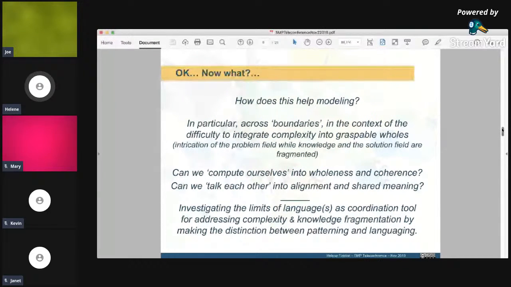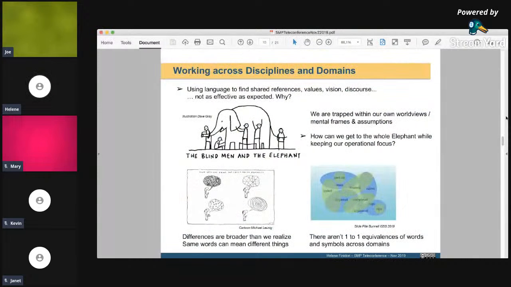We were talking, Joe, about the difficulty or the question of how can we compute ourselves into wholeness and coherence. And I'm adding in here, how can we talk each other into alignment and shared meaning, both on a, let's say, punctual or momentous way when people gather for a specific occasion, or in an ongoing manner. And so I've been investigating the limits of language, and we could say languages, as coordination tools for addressing complexity and knowledge fragmentation. And I'm making a distinction between patterning and languaging.